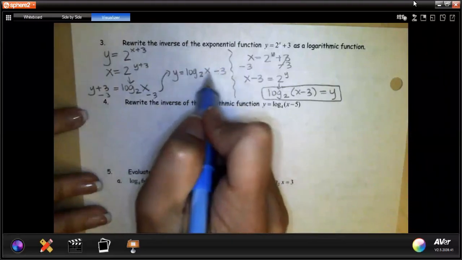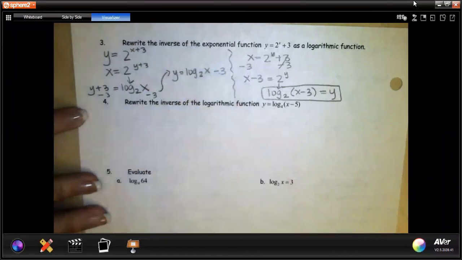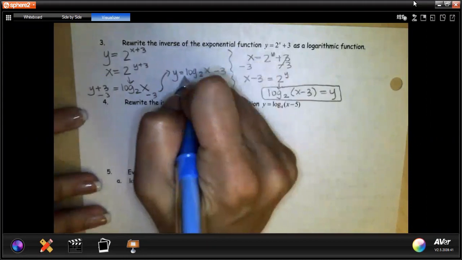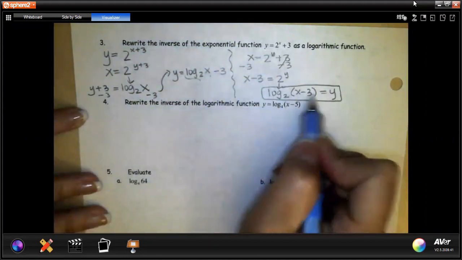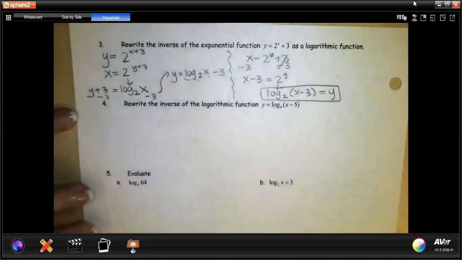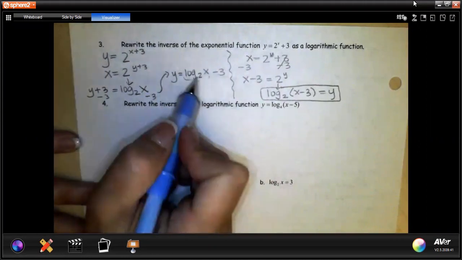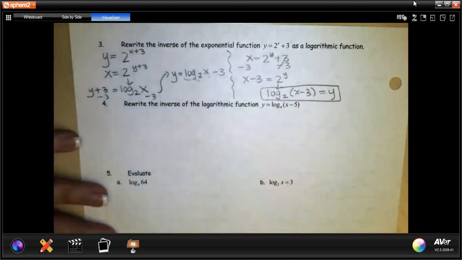This is not the argument. That negative 3 is on the outside part. All of this part is one term. In this case, all of this is one term because we have this parentheses and this entire x minus 3 became the argument. So these two are different. Make sure that you're following the proper order of operations.